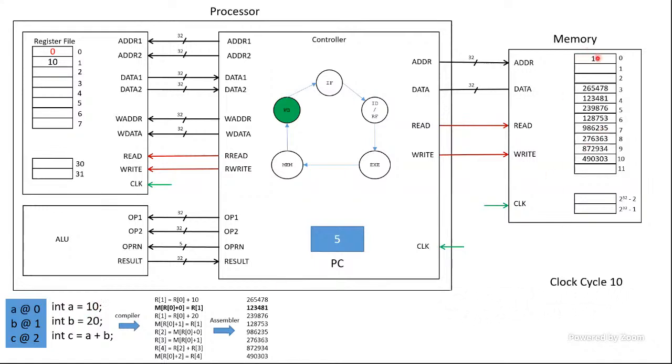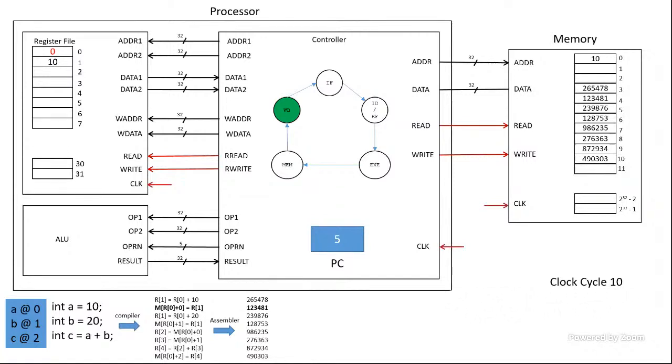So at this point, that is done, and the state controller goes into the write back state, program counter updates to 5, and that's it. Nothing else interesting is happening in the whole system. Now it carries on like this.